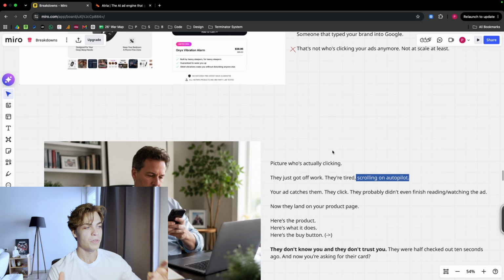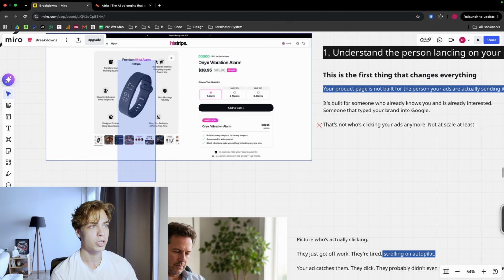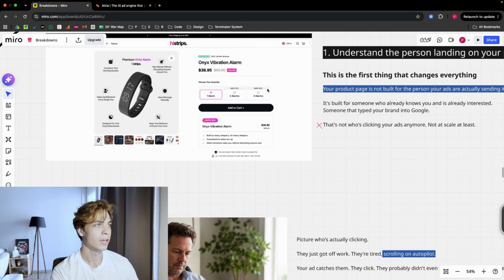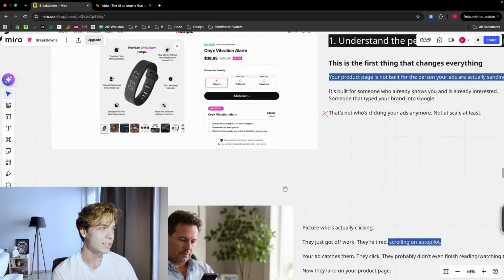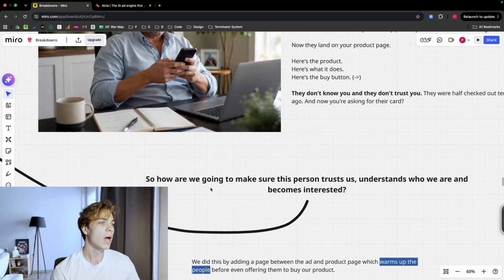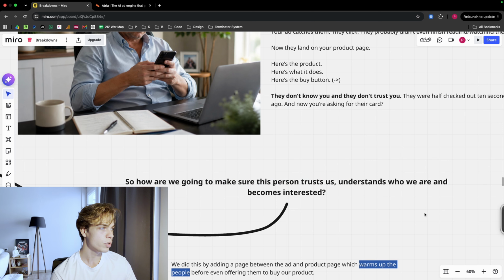And what do you say? You just say, here's the product, this is what it does, and here is the buy button, right? Here are some benefits that you can enjoy, you can buy multiple, a bundle, and then just add to cart. That's it, right? But they don't know you and they don't trust you yet. They were half checked out 10 seconds ago, and now you're asking them for their card details, right? I'm sorry, but that doesn't work, and that won't work if you want to make a lot of money in e-commerce.